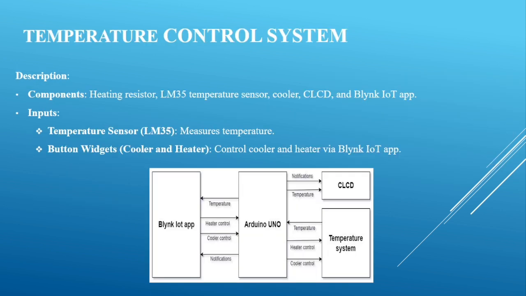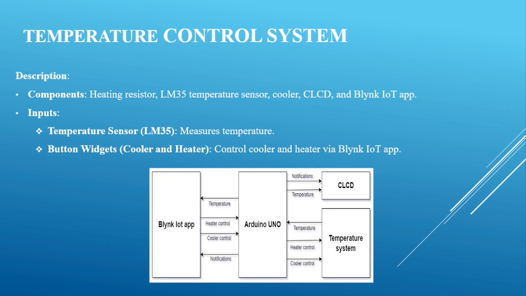Temperature control system. The temperature control system consists of several components which include a heating resistor, an LM35 temperature sensor, a cooler, a CLCD, and a Blynk IoT app. The system uses the LM35 temperature sensor to measure the current temperature. This temperature data is displayed on the CLCD and gauge widget within the Blynk app.